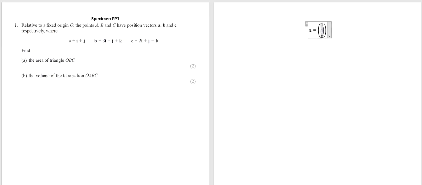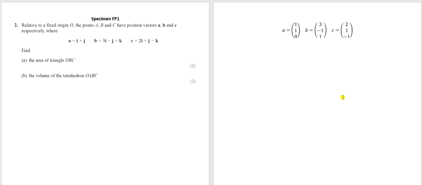So the first thing I'm going to do is write them in column form so that we can see what we're dealing with. B is (3, -1, 1). And C is (2, 1, -1). You might be forgiven for thinking when you read A equals i plus j that A is just a 2-dimensional vector, but if we're dealing with vectors in the context of 3 dimensions, then we're going to assume that it's a 3-dimensional vector that just doesn't have a k component, so its k component is 0.